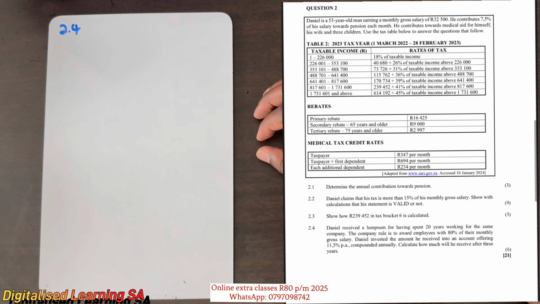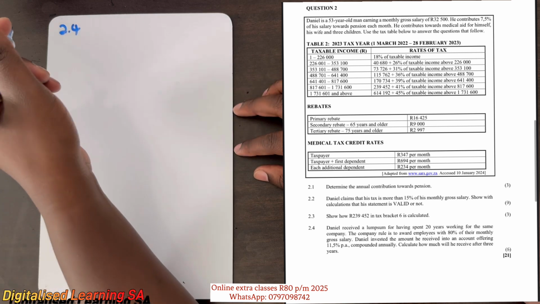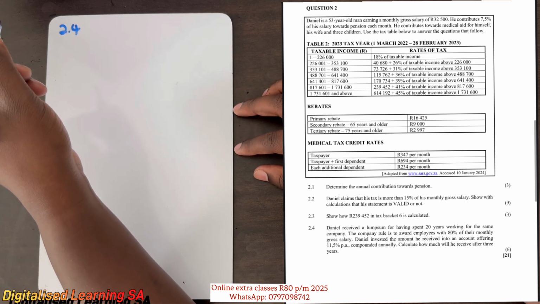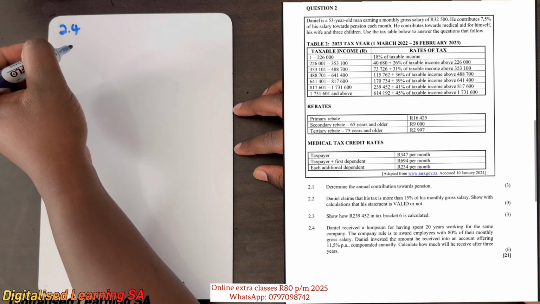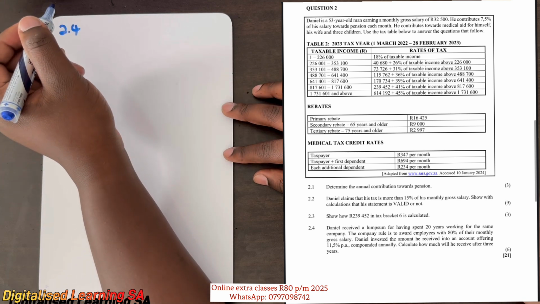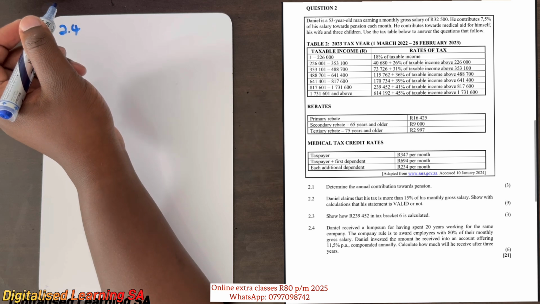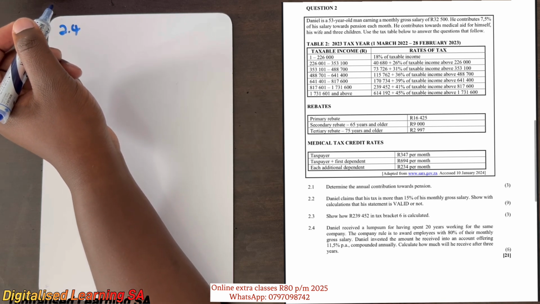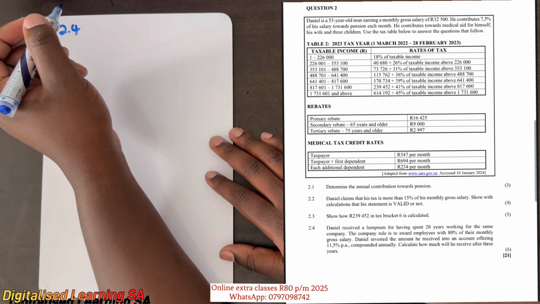Okay, so now let's move to question 2.4. So 2.4 says that Daniel received a lump sum for having spent 20 years working for the same company. The company rule is to award employees with 80% of their monthly gross salary. Daniel invested the amount he received into an account offering 11.5% per annum, compounded annually. Calculate how much he will receive after 3 years.